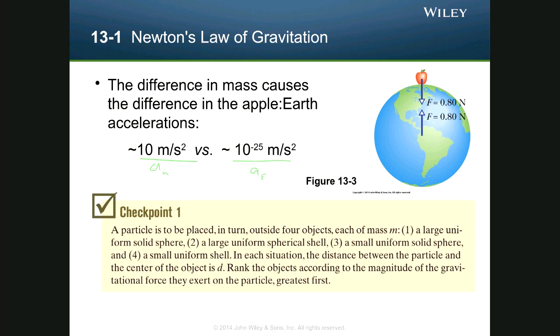So keep in mind a few things here. F equals G M1 M2 over R squared. All right? And read it carefully. And remember what we said about shells.